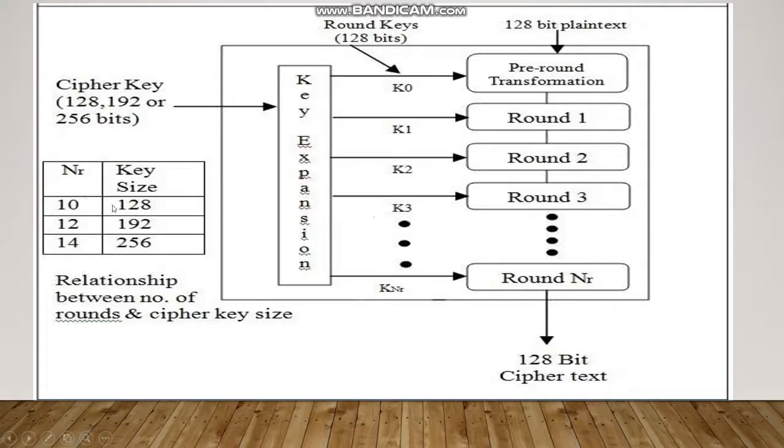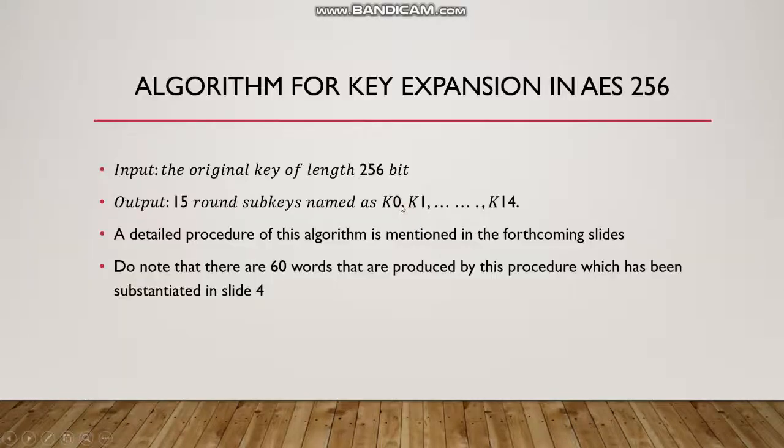For AES 128, the number of rounds is 10. For AES 192, the number of rounds is 12. For AES 256, the number of rounds is 14. And as you can see here, from K0 to KNR there are NR plus 1 round keys. That is, for AES 256, 14 plus 1, which is 15 round keys, are generated.